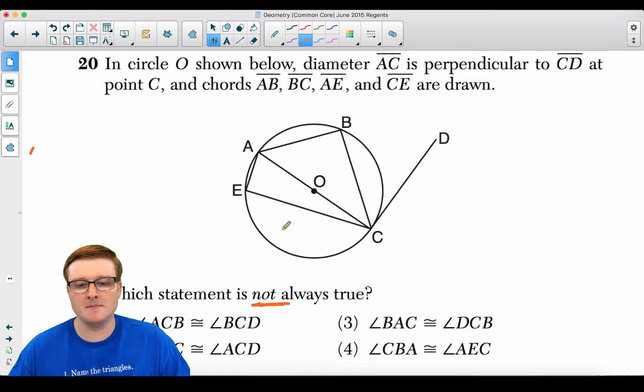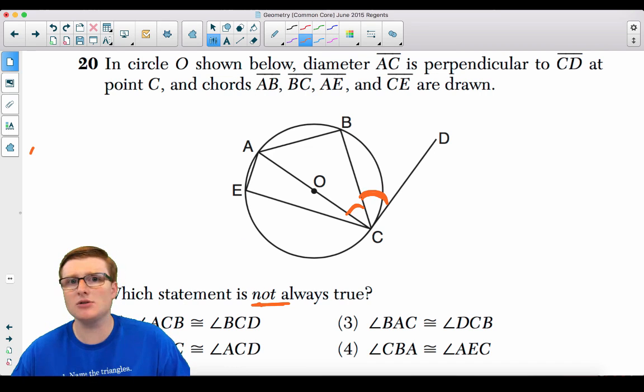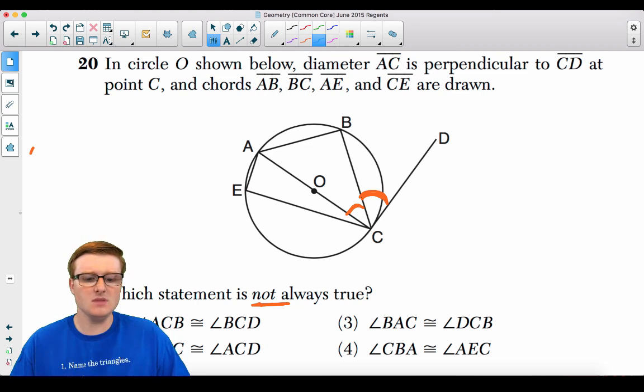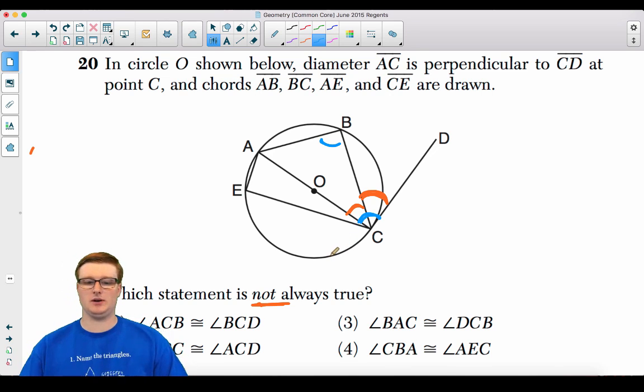Let's take a look at number 1. The measure of angle ACB, so this angle over here, is congruent to the measure of angle BCD. Is that always true? Maybe. I mean, I'm not 100% sure. So let's keep going through these answer choices. Number 2. Angle ABC is congruent to angle ACD. All right, are those 2 angles congruent?